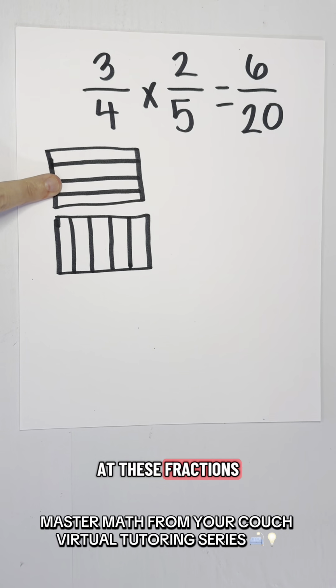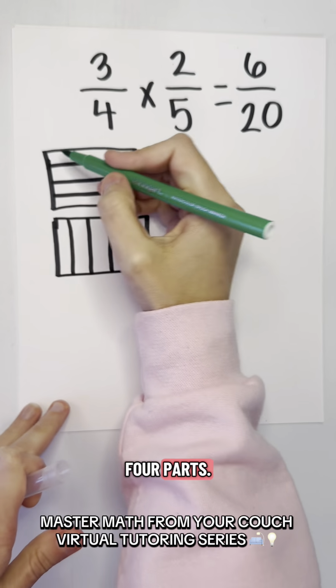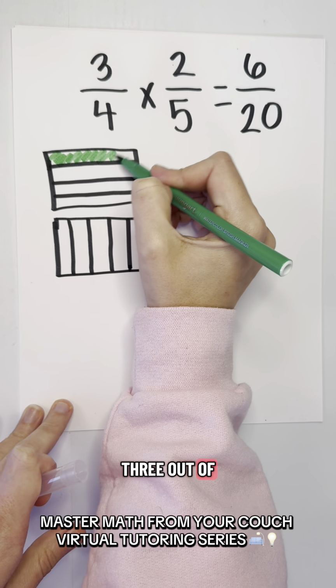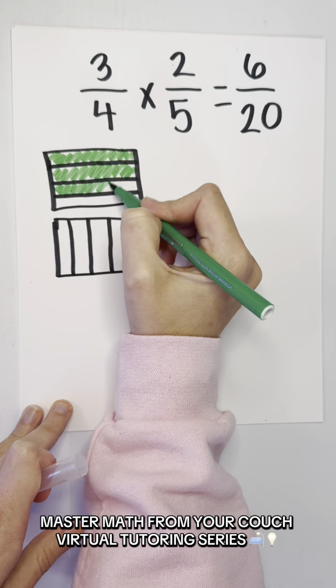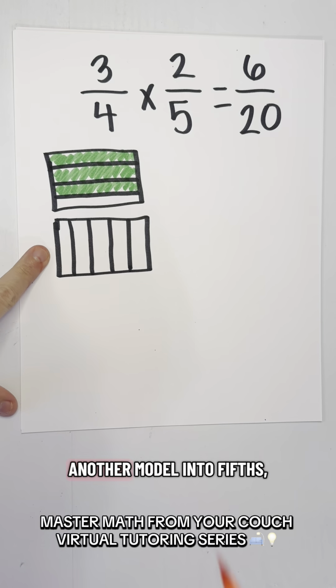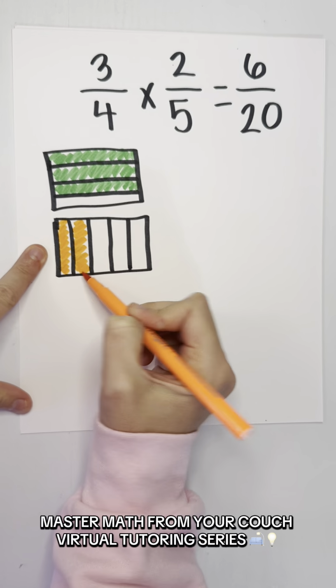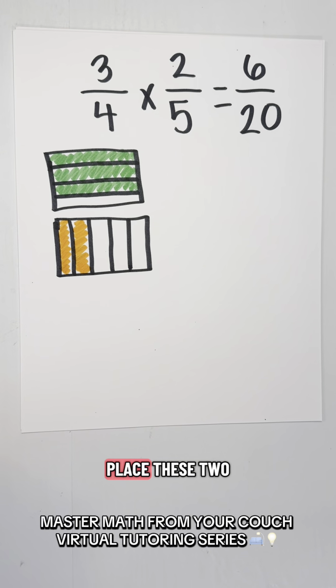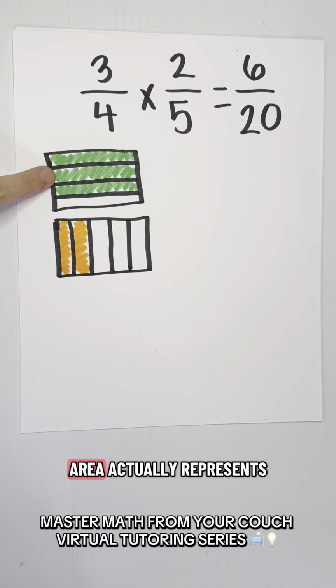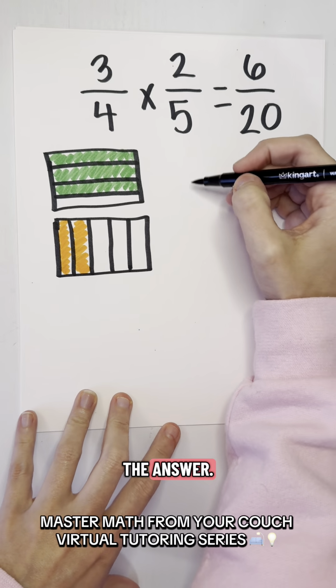We're going to look at these fractions separately first, and you can see right here I have a whole split into 4 parts, so I'm going to shade in 3 out of the 4. Now I've divided another model into fifths, and I'm going to shade in 2 of them. Now watch what happens when we place these two models on top of each other. The overlapping shaded area actually represents the answer.